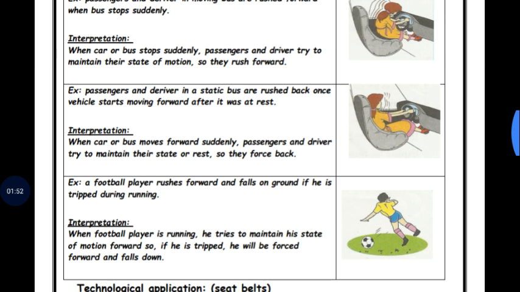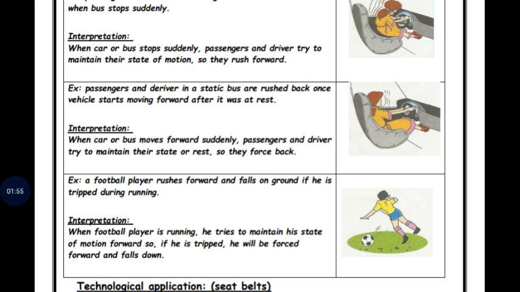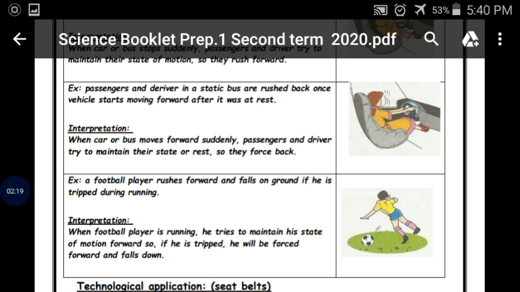Okay. The second example: when the static bus starts to move forward, the passengers and the driver rush back, in the opposite way. Why? Because the passengers and the driver try to maintain their state of rest.